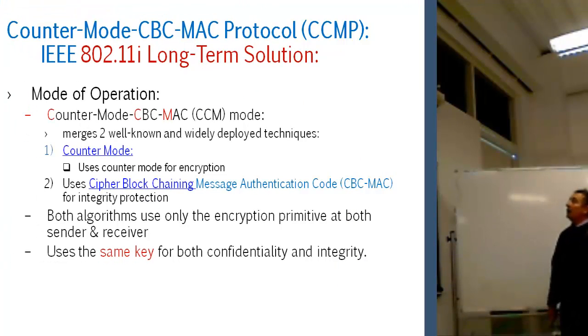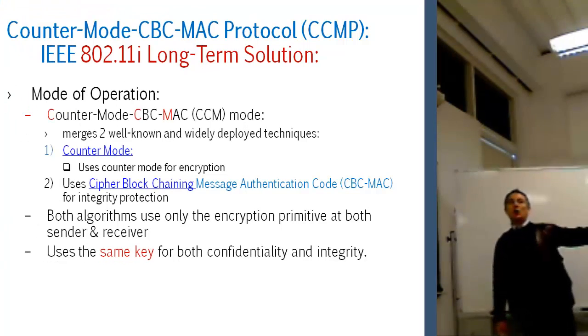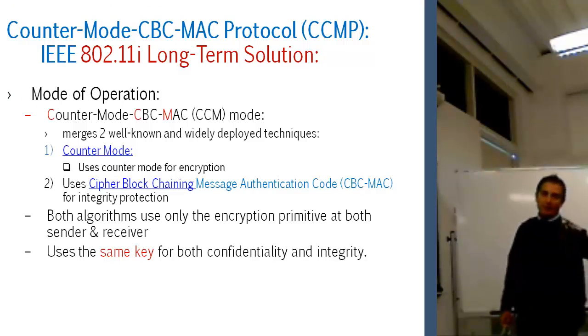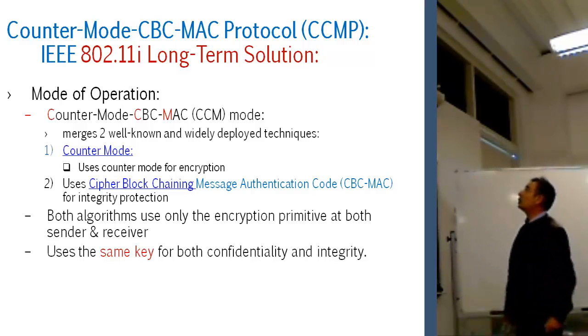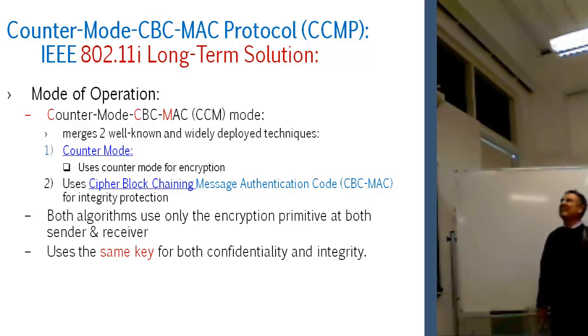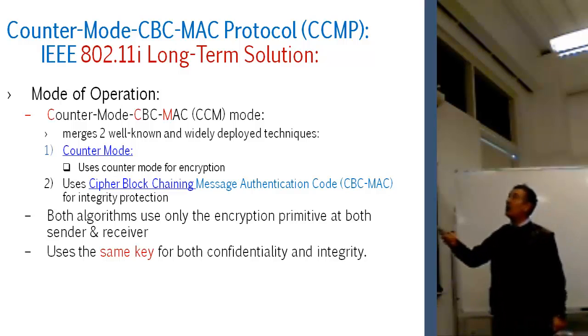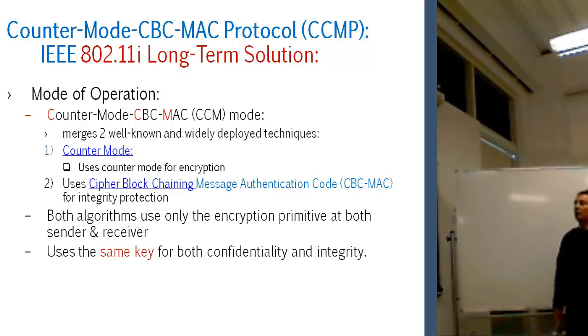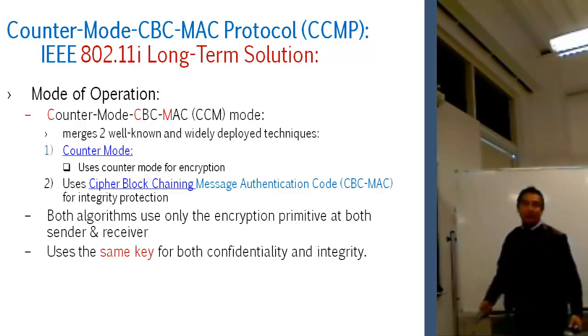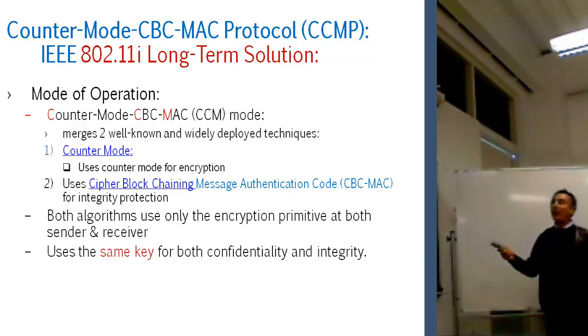So as I said, TKIP was a short-term solution. What was the long-term solution? If you remember, it's called CCMP. It is the counter mode CBC-MAC. So this is the counter mode operation. It merges two well-known and widely adopted techniques, basically.